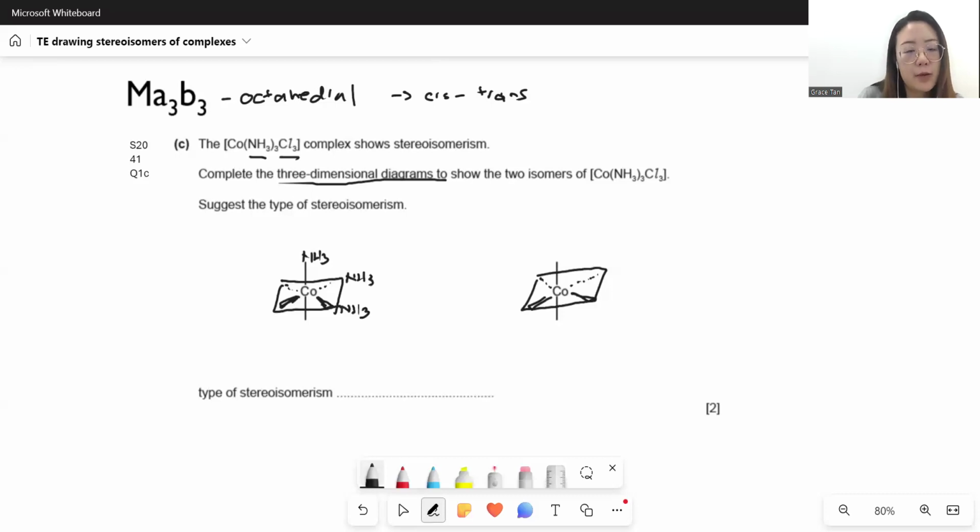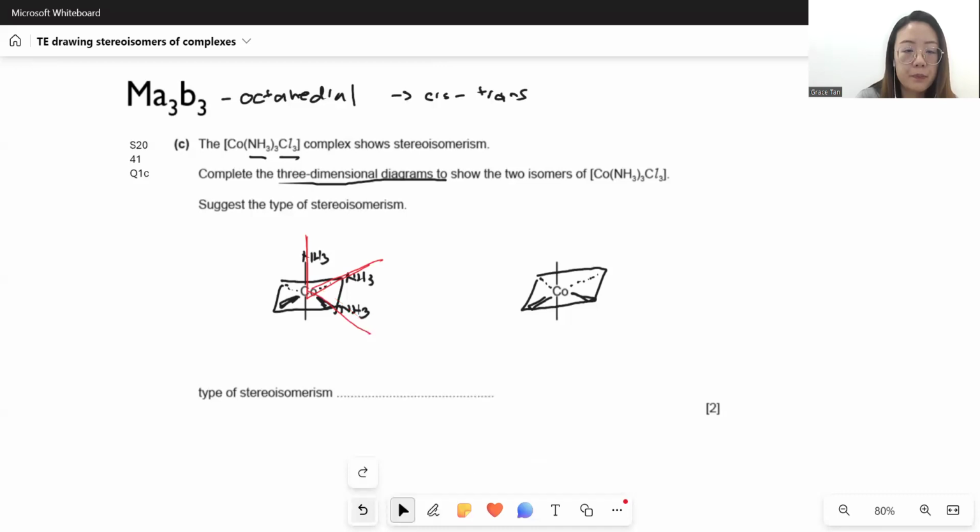Okay, why this way? Because when I connect any 2 ammonia, they are 90 degrees. Now the top and the back is 90 degrees apart. The top and the front is also 90 degrees apart. The back and the front is also 90 degrees apart. Any 2 you pick among the 3 will always be 90 degrees apart, isn't it?